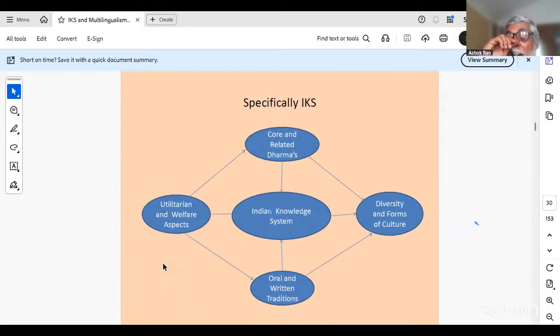Specifically, what does the Indian knowledge system do? It builds itself on core and related dharmas: dharma as a housekeeper, as a householder, as a teacher, as a student, as a vice chancellor, as a politician, whatever, even though they don't follow it, that's a different issue. It builds itself a lot on oral and written traditions.